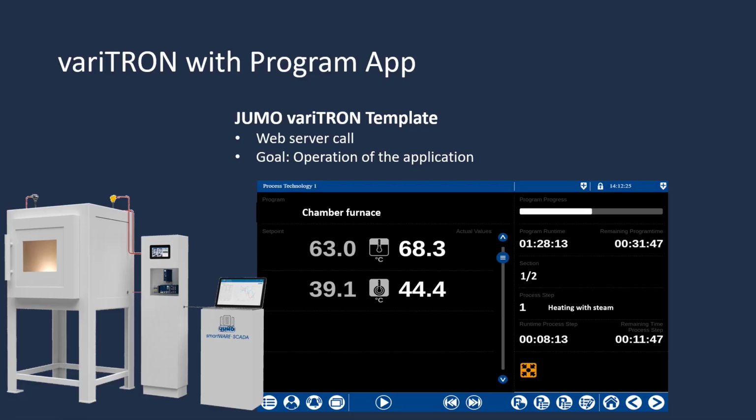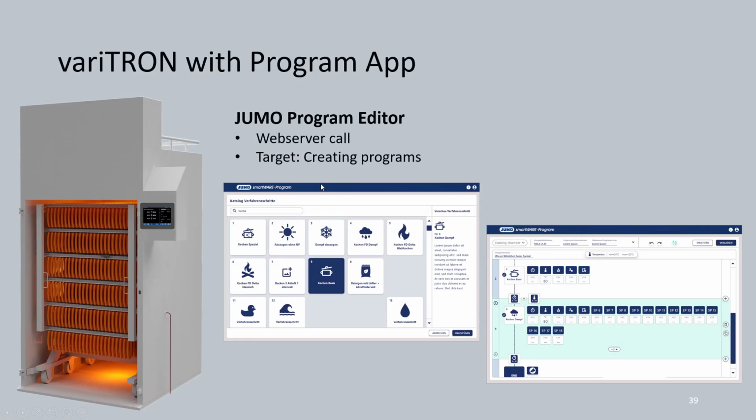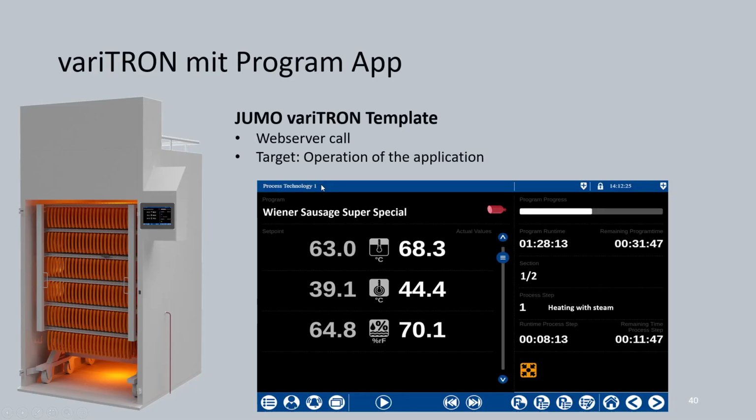And to show you that's nothing specific for the oven industry, here we are talking about a universal solution for every process technology application, because step chains are needed in nearly every process technology application. Therefore, for example, here in a chamber furnace, the example here is sausages. So that's a program. The process steps are cooking, smoking, showering, or cooling. And the idea behind is exactly the same. We are working with the program editor for creating the programs and with the template for the operation of the application.